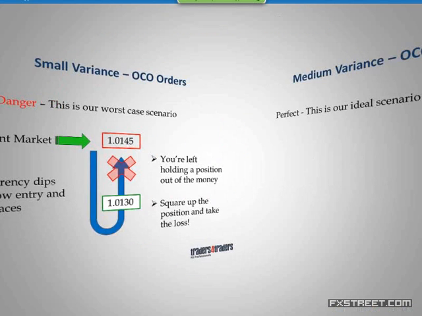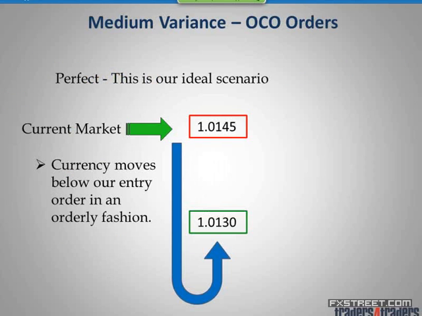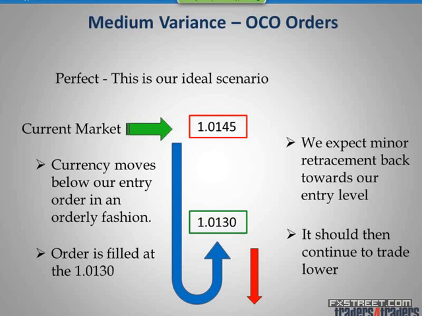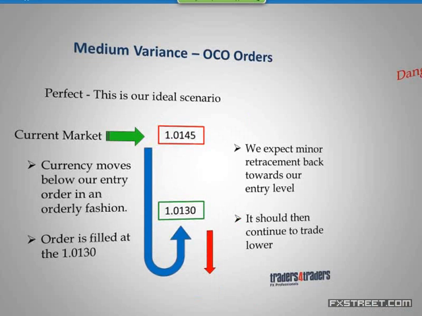If you do have a good setup, then using this sort of structure and execution, you can get some medium variance. This is where the currency moves up or down in a very orderly fashion, goes through the levels, retraces back to where you got in, and then drops away. This is where efficient trade execution really comes back into play. This is what we're looking for a lot of the time. And this is the same way you should be trading the technical levels as well.